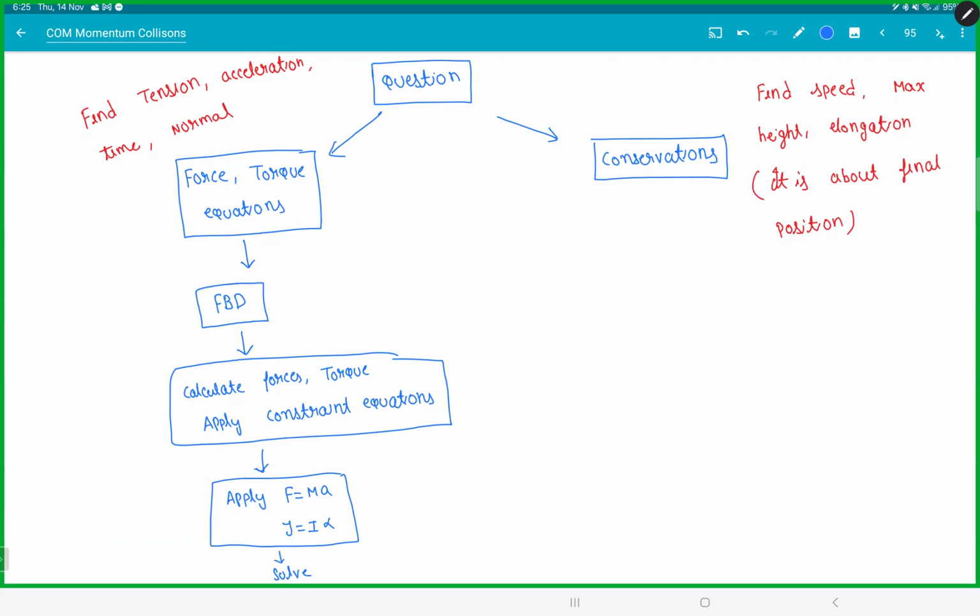But if I say conservations, draw the final diagram. So clearly show the diagram. How does it look in the final state?